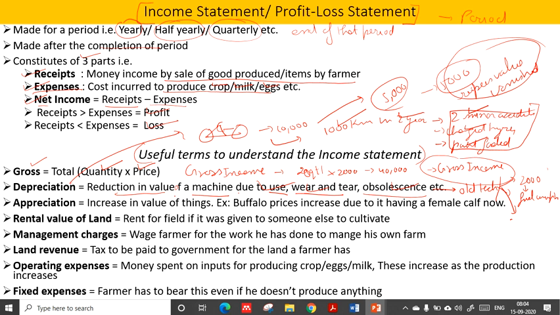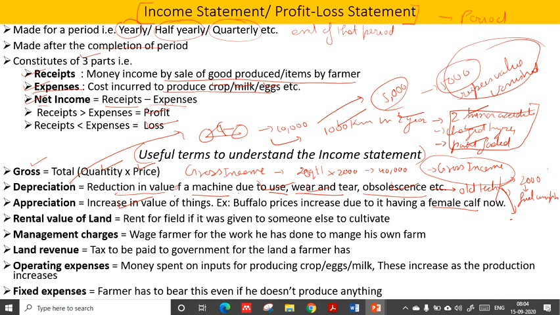Okay, appreciation is increase in the value of things. Okay, let's say you bought a buffalo for rupees 40,000. A year ago it was in a very poor shape, it had less weight, you fed it correctly, and now it has a female calf.